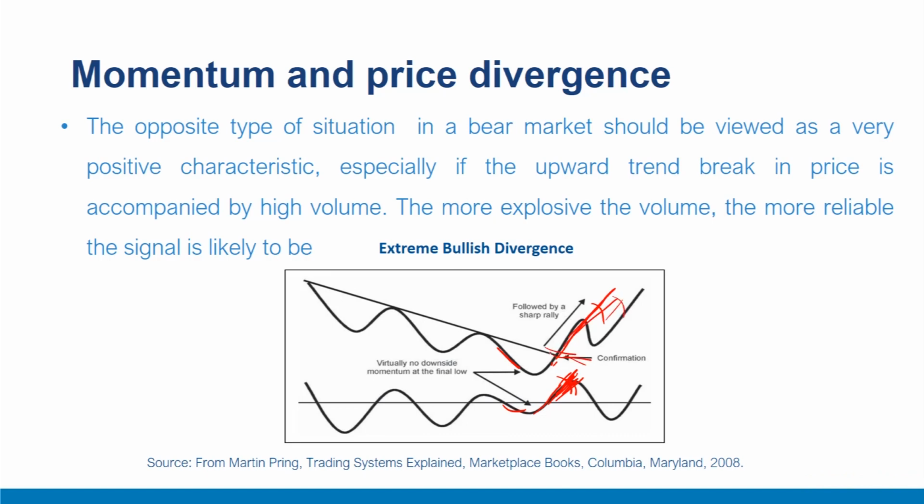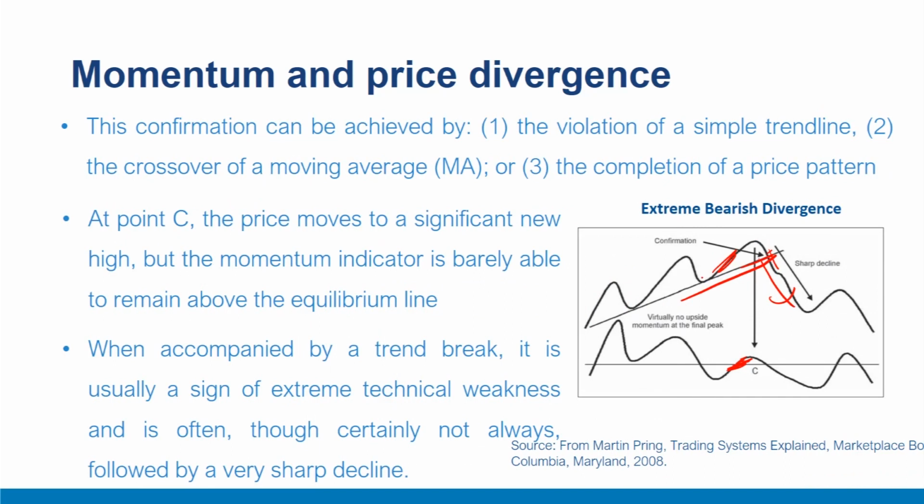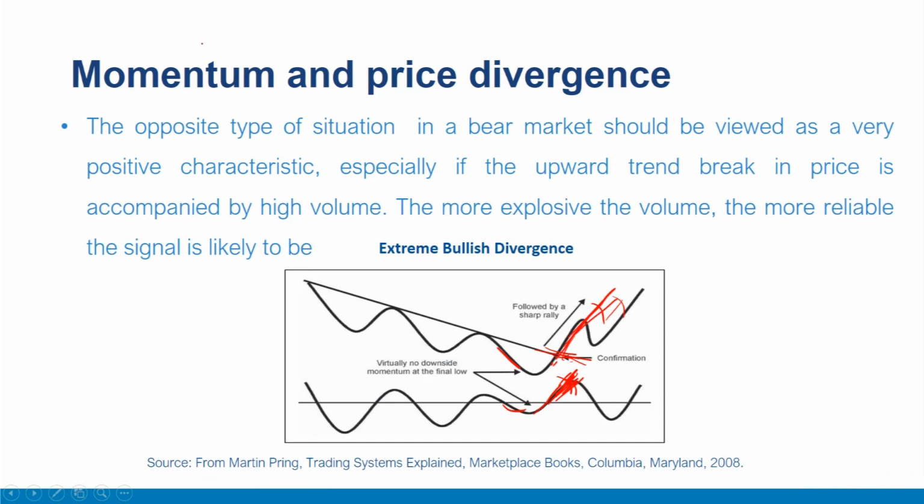Another confirmation is the violation of this trend line. So a number of signals are available to us. This is like extreme bullish divergence, as compared to this, which was extreme bearish divergence. This is more of a bullish divergence.